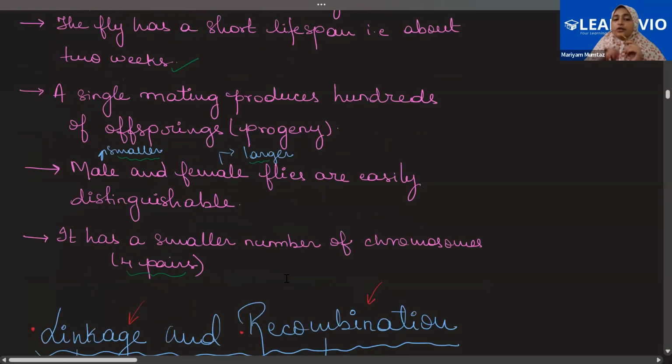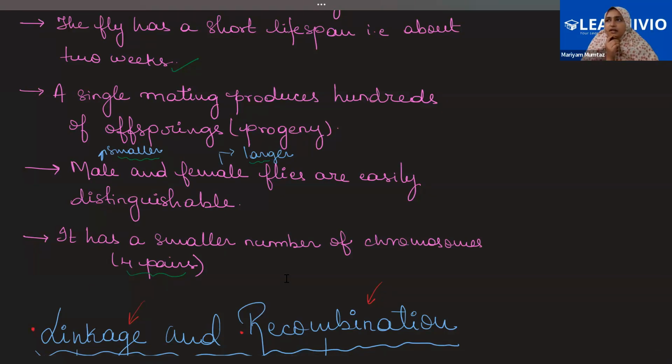Now, you can easily distinguish the male and the female. Sexual dimorphism is there, meaning the male looks different, the female looks different. So it is easier for the experimentalist to see.